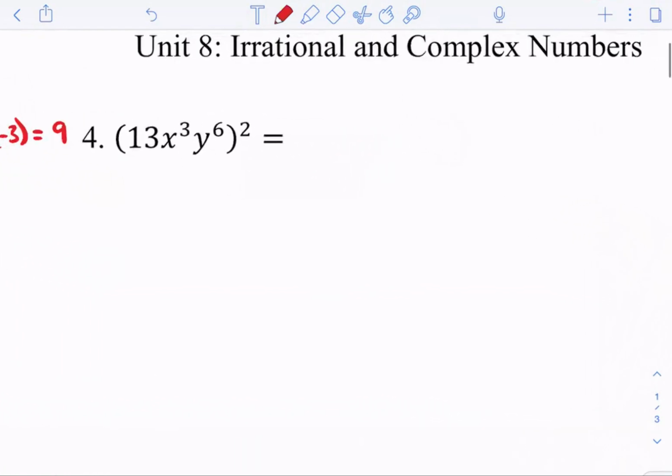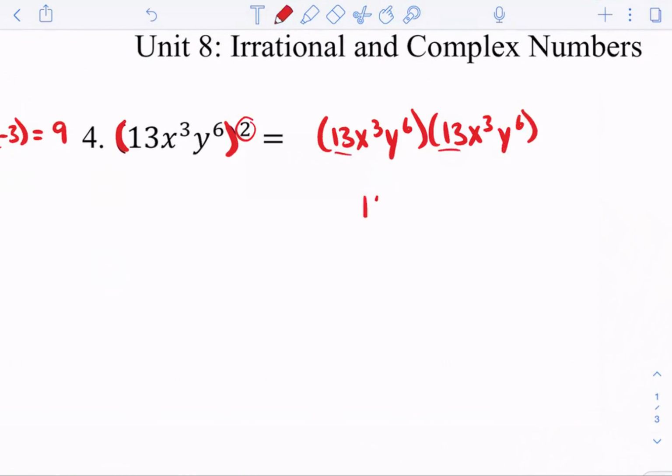And then in the next one, look what's in the parentheses being squared. So I have to write it twice. Now focus on the numbers first. 13 times 13 is 169. Then x to the third times x to the third.